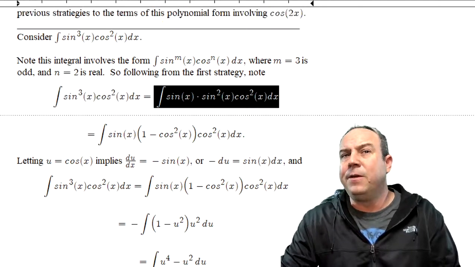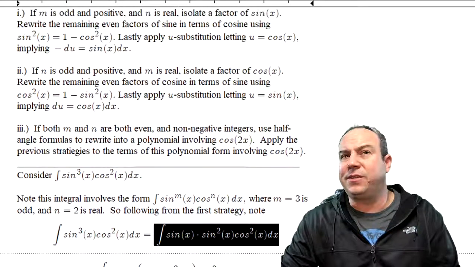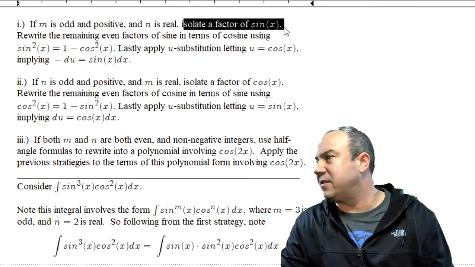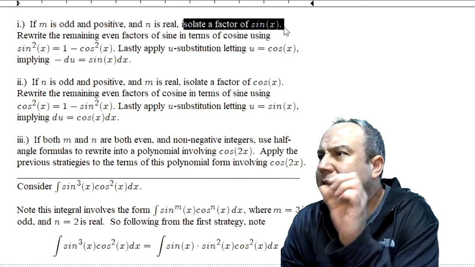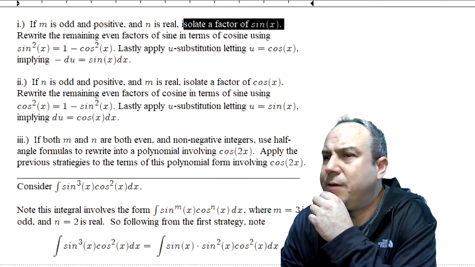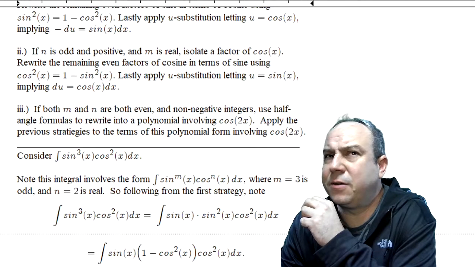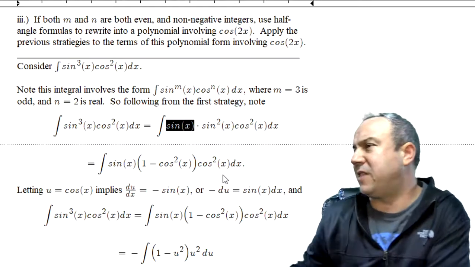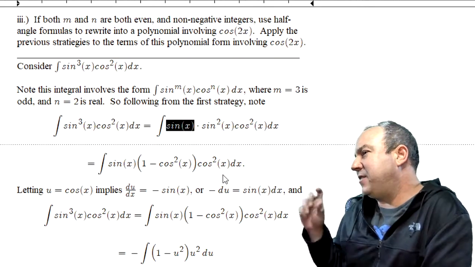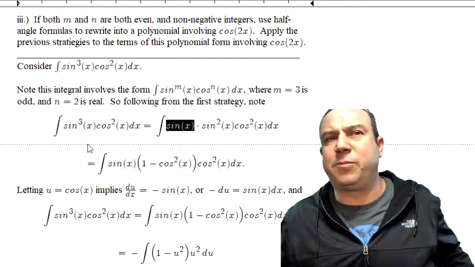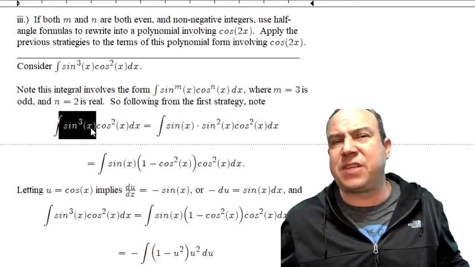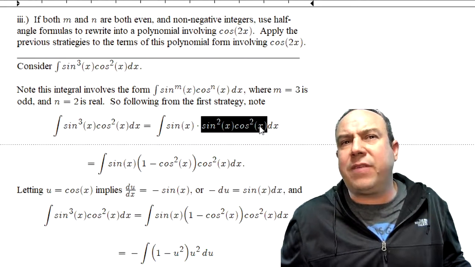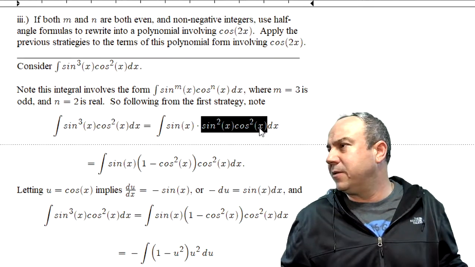If we notice what the above strategy tells us to do, it tells us to isolate a factor of the sine of x, which really means get it all by itself, inside of the integrand. That is our first thing here. This is that sine of x. One of those is being factored from the sine cubed of x. What that leaves then is the sine squared of x times the cosine squared of x.